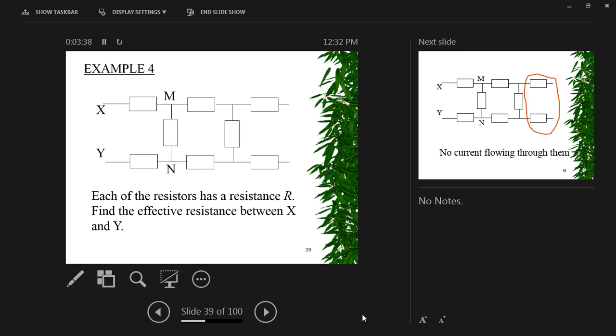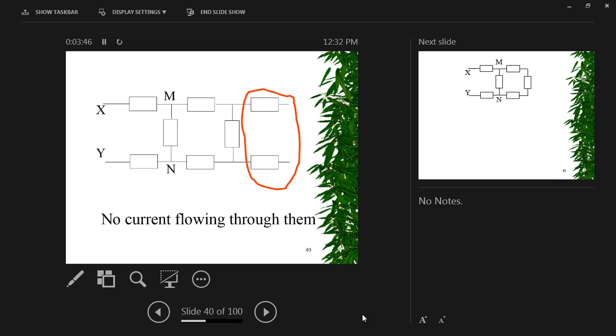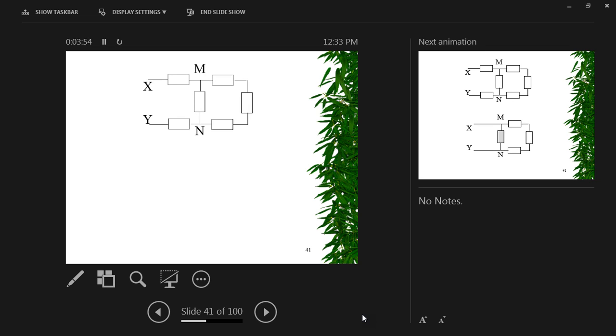The last two resistors aren't connected to any other device. So since they are not connected to anything, there's no current that can flow through them. We don't need to take them into account because current can't flow through them anyway. They can't contribute their resistance to the circuit. So we are effectively left with these 6 resistors.